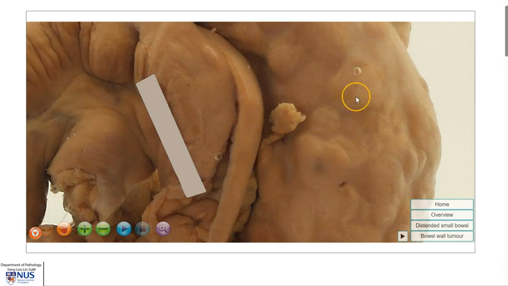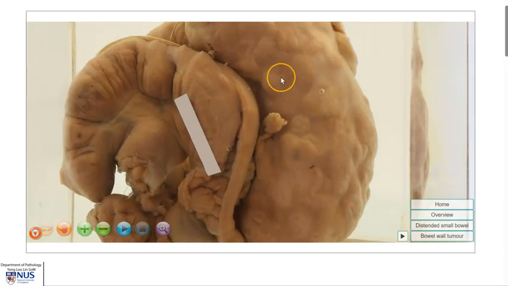However, over here we can see that just beneath the serosa there are many nodules that are formed by the tumor, and these are protruding towards the serosa, causing a very irregular and nodular appearing serosa. There is no direct penetration of the serosa. We can see that the serosal layer is still intact.